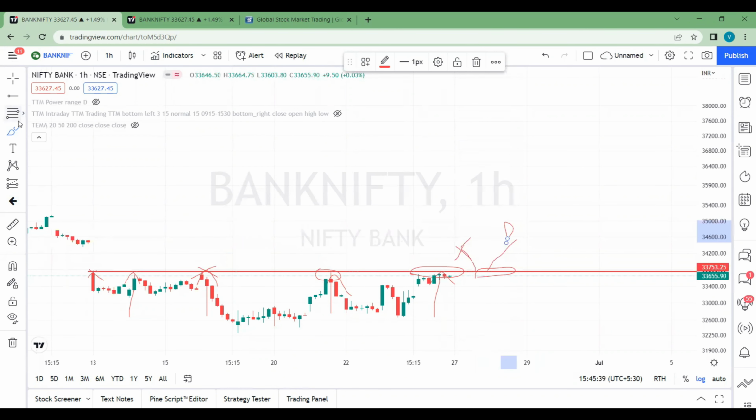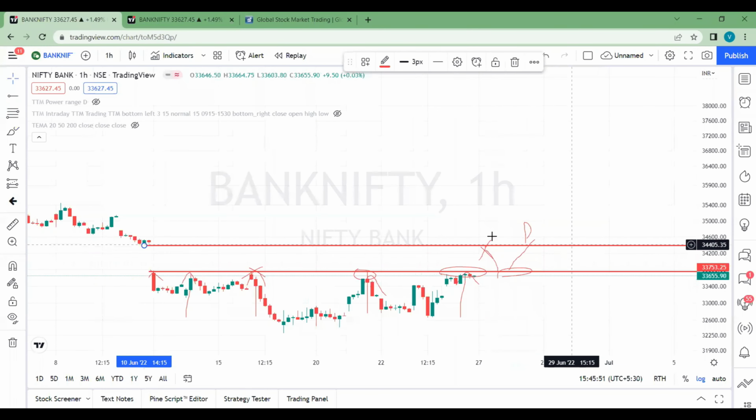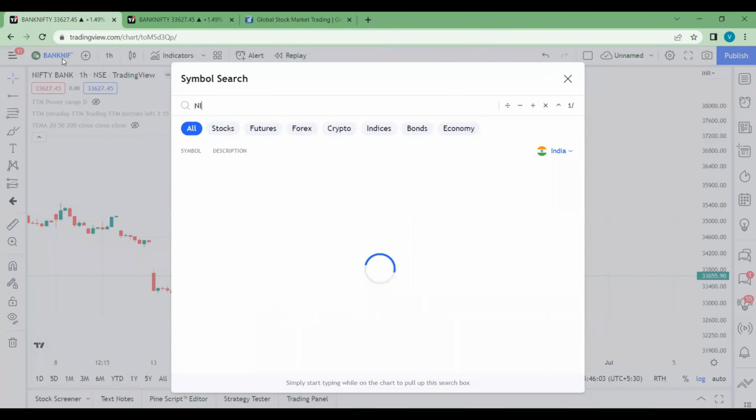And also here we can see a gap which happened from 10th June to 13th June. So this gap may be filled in the coming week. So this is for the intraday for tomorrow. Let's see how things will be, and also let's see what Nifty is doing. Let me switch my screen to the Nifty.